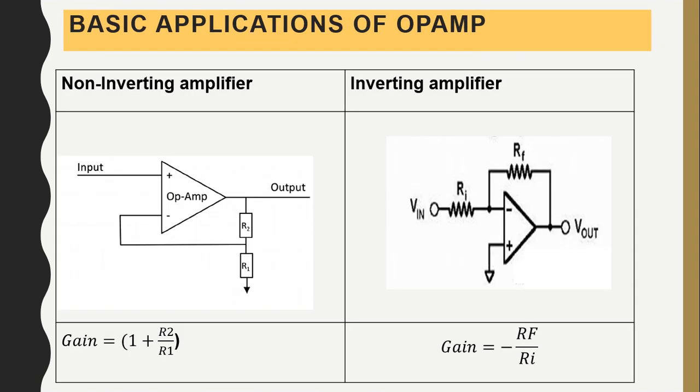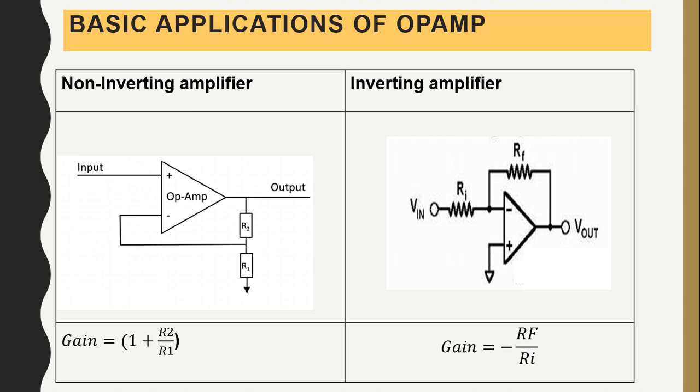Right? That is about ideal and non-ideal characteristics of an op-amp. So let's go to basic applications of an op-amp. I have mentioned a few examples here for reference. The popular examples, non-inverting amplifier. The circuit is as mentioned in the slide. Gain is 1 plus RF by Rin.